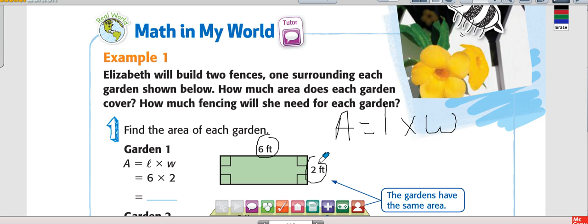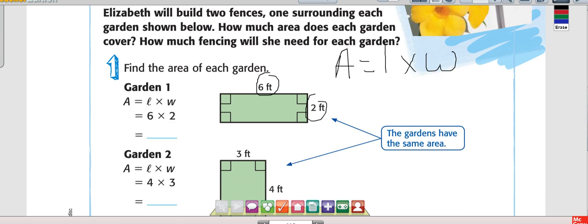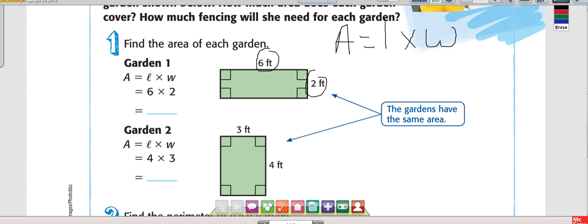Elizabeth will build two fences, one surrounding each garden shown below. How much area does each garden cover? So it says find the area of each garden, right? Garden one, area is length times width. The length is 6, and the width is 2. So 6 times 2 would be 12.